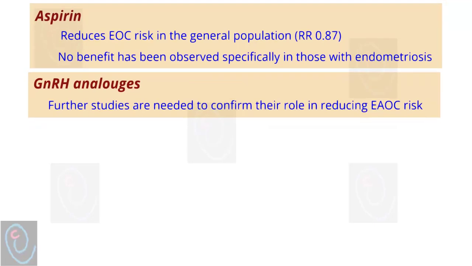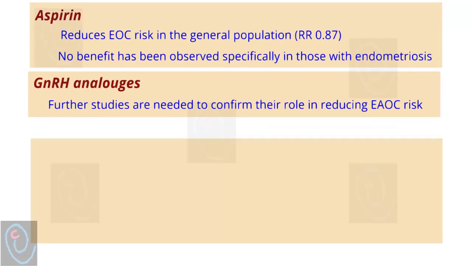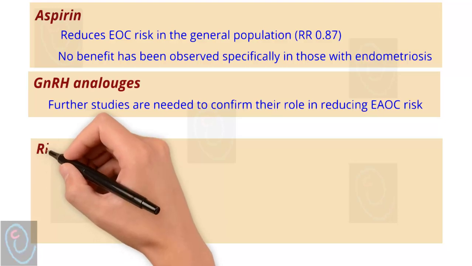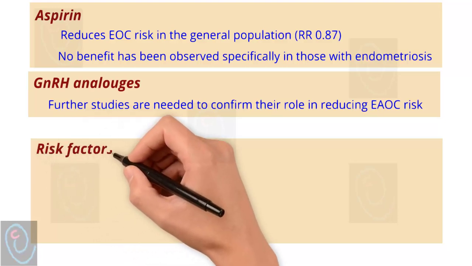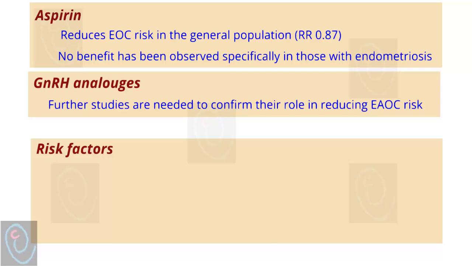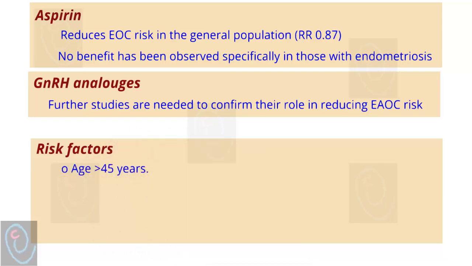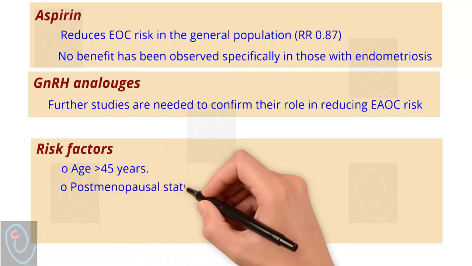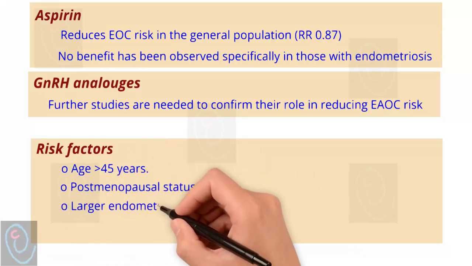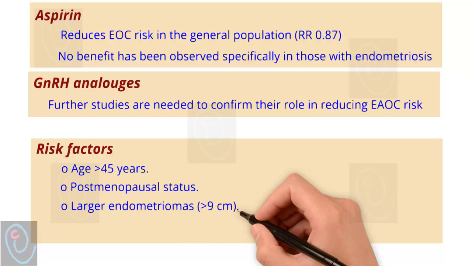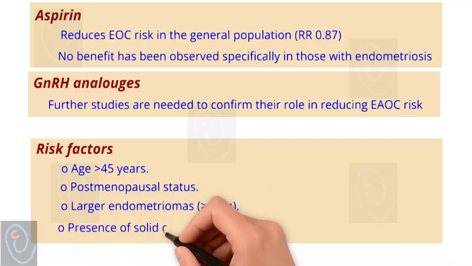المهم واحنا بنختار method for risk reduction ان احنا نعمل risk stratification. Factors associated with increased risk of ovarian cancer في حالات الendometriosis include age more than 45 years, postmenopausal status, large endometriomas more than 9 cm, and the presence of solid components.